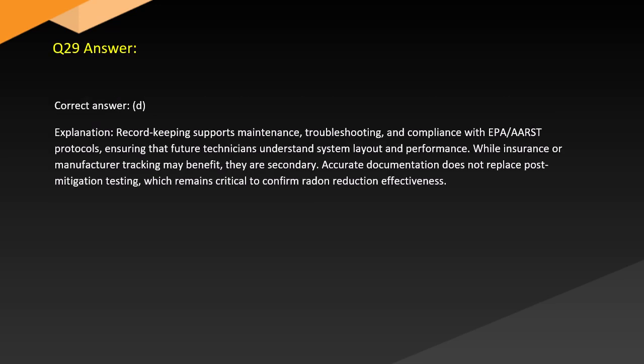Answer. Correct answer: D. Explanation. Record-keeping supports maintenance, troubleshooting, and compliance with EPA protocols, ensuring that future technicians understand system layout and performance. While insurance or manufacturer tracking may be a secondary benefit, accurate documentation does not replace post-mitigation testing, which remains critical to confirm radon reduction effectiveness.